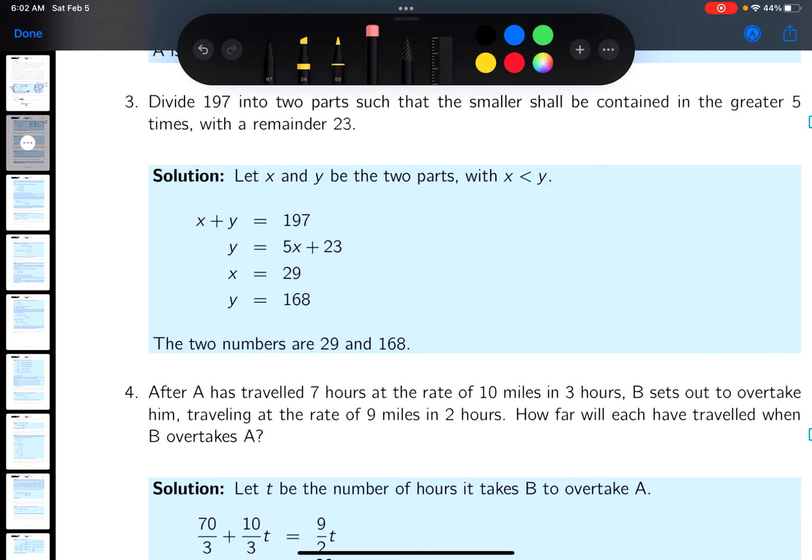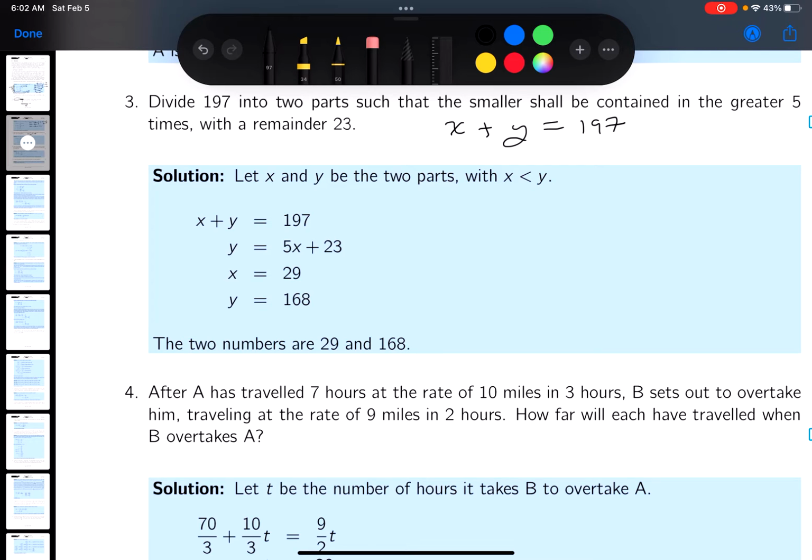Okay, on to problem number three, and it's sort of a recurring theme. Read the problem, write down what you're looking for, and try to get a relationship between those things that you're looking for. So it says, divide 197 into two parts. Certainly, just thinking about it, if I took the number 197 into two parts, I don't know what the two parts are, but there's two parts. And when I add those two parts together, you should get 197, right?